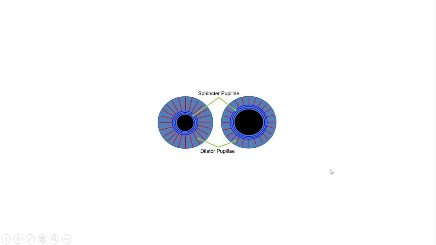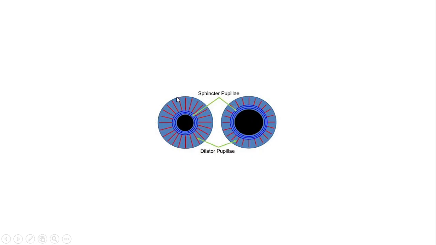And during accommodation, we are able to read. We are able to look at our watch, we are able to look at our dashboard when we are driving, and things which are within 35 centimeters from our body.